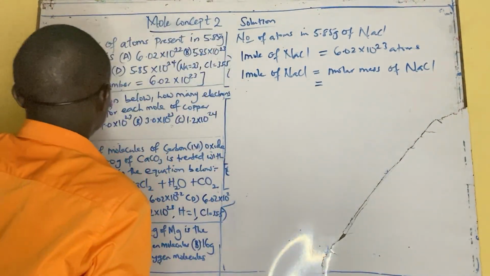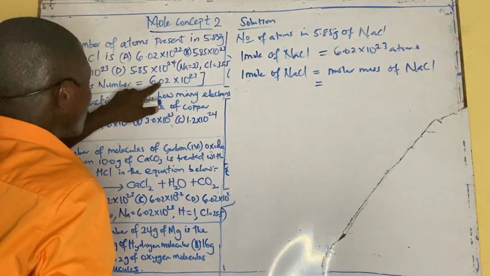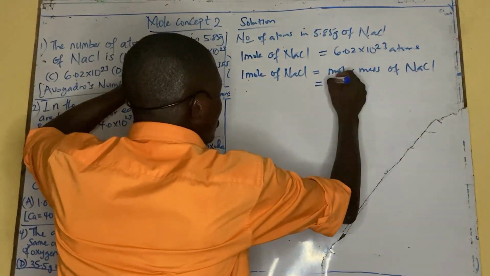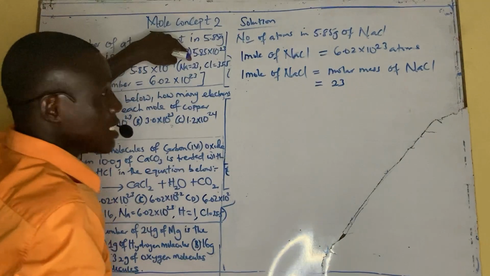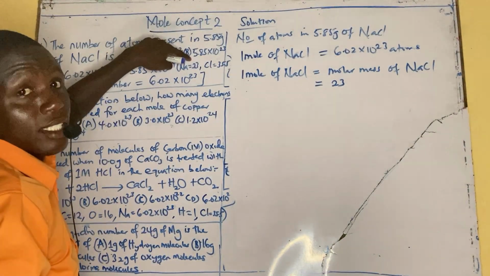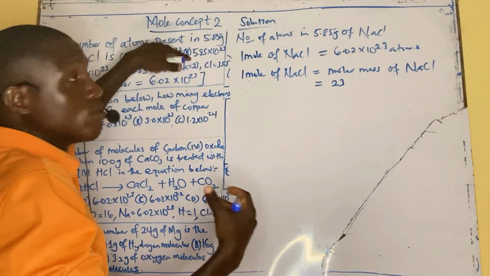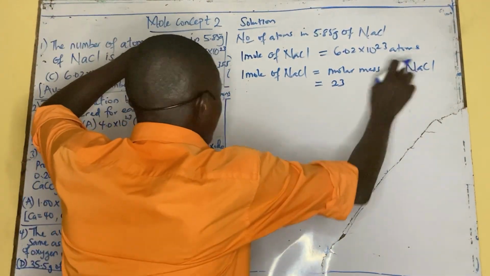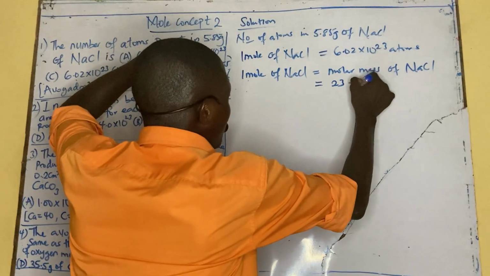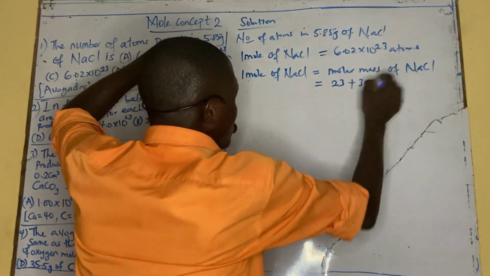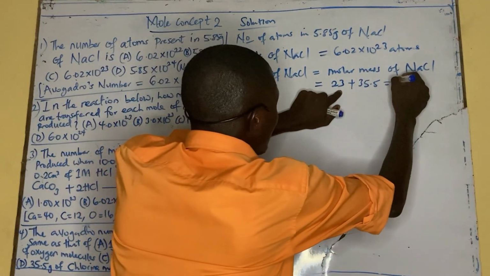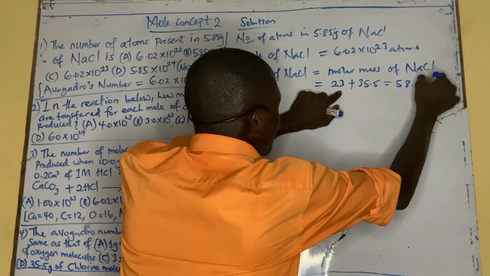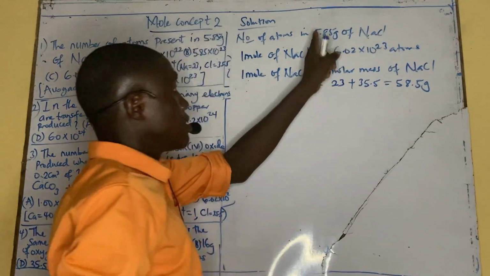That's why they give us all these things. They give us sodium as 23, the atomic mass of sodium. So what they give us here is atomic mass, which we add up to get the molar mass. So sodium is 23 plus chlorine, which is 35.5. Add it together, we are going to have 58.5 gram per mole.